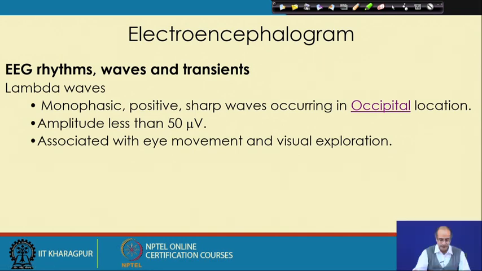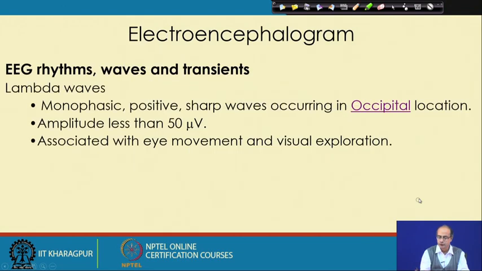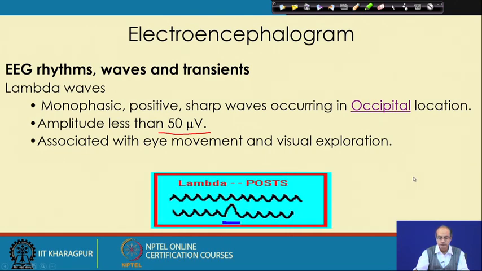So, here we look at the next wave, that is the lambda wave. It is a monophasic positive sharp wave occurring at the occipital region. So, here we see the occipital region, it is the back of the brain. If we put some electrode there, we may get this kind of lambda wave. And these lambda waves are monophasic, that means it should have one peak, it is positive and sharp, and the magnitude is less than 50 microvolt, that means much less than the K complex, and it is associated with eye movement or other visual exploration. That means some work is going on that is related to visual activity.